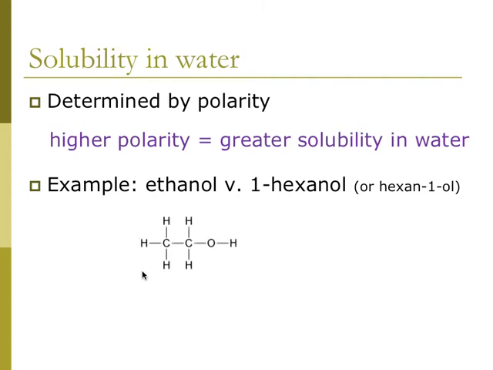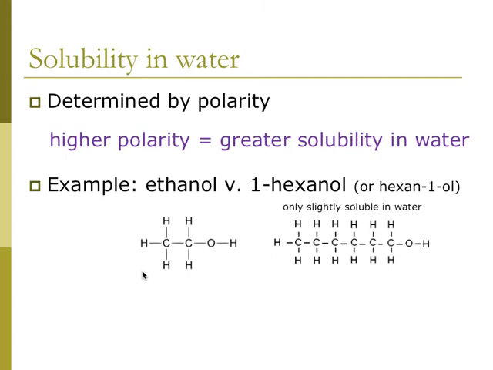If we look at ethanol, which is shown, and 1-hexanol, hexanol is only slightly soluble in water, whereas ethanol is soluble in all proportions. So that means anywhere from 0.5% to 99.5% ethanol in water is fully miscible with each other.